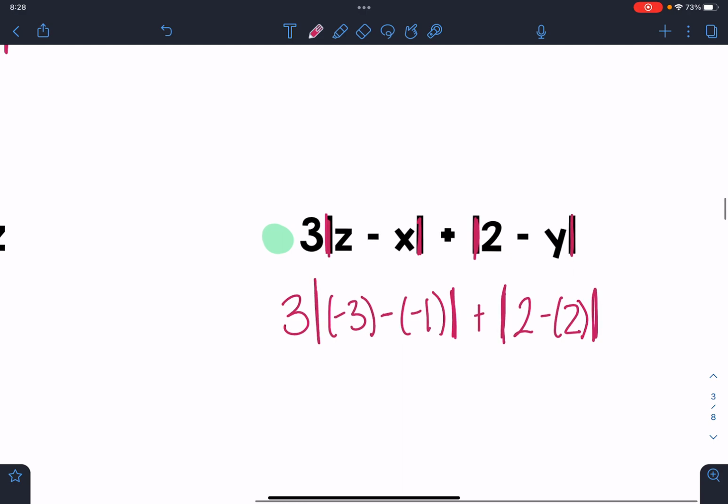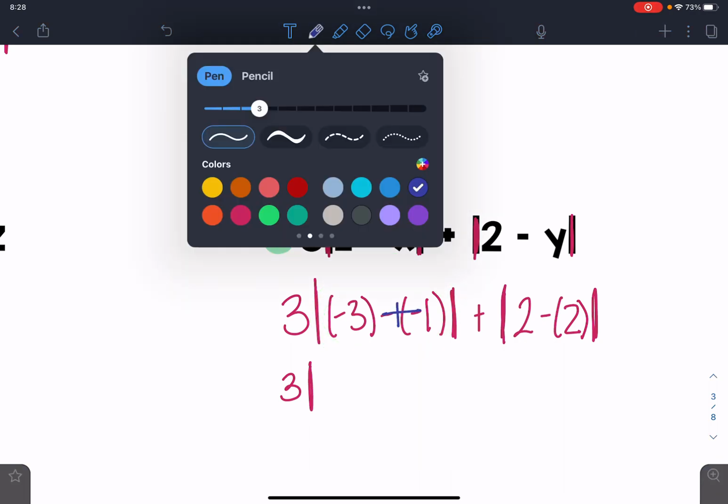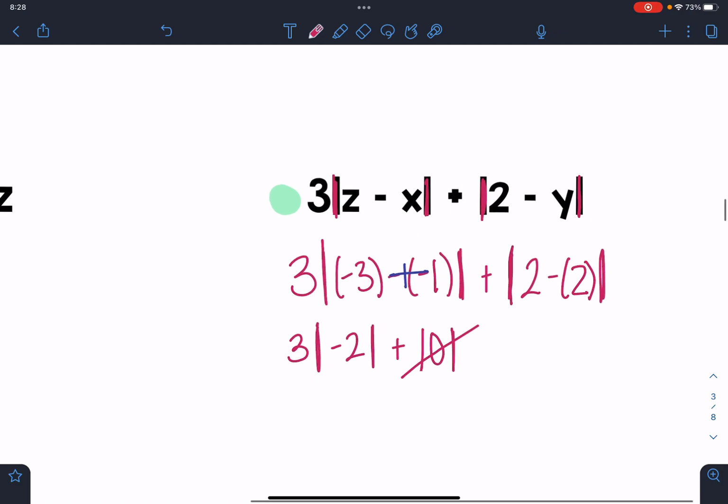And so let's simplify. We have 3, and then inside the absolute value, I have negative 3 minus a negative. That's really plus, so that's negative 3 plus 1, which is negative 2, plus, what's going on in here? 2 minus 2, that is 0, which really just kind of goes away, right? I don't need to write plus 0. That's nothing. The absolute value of 0 is still 0.